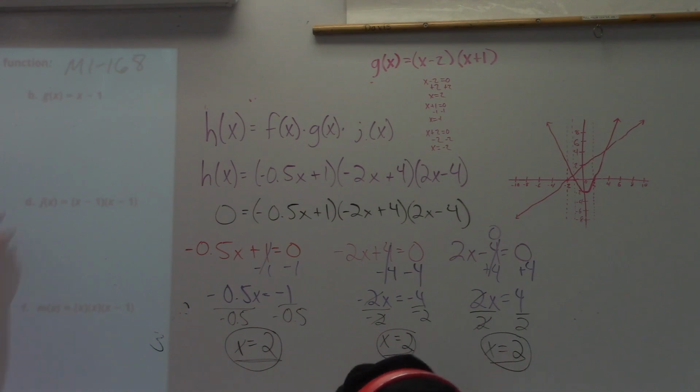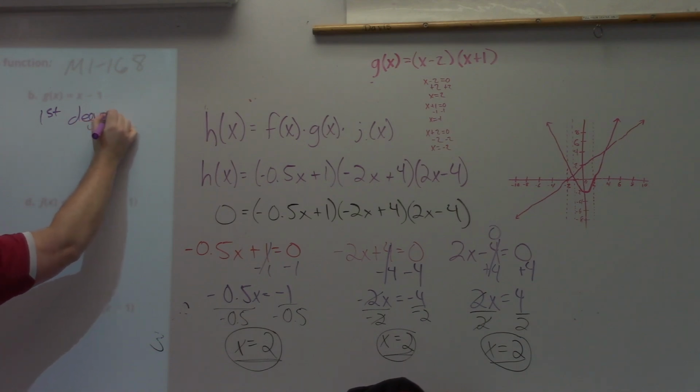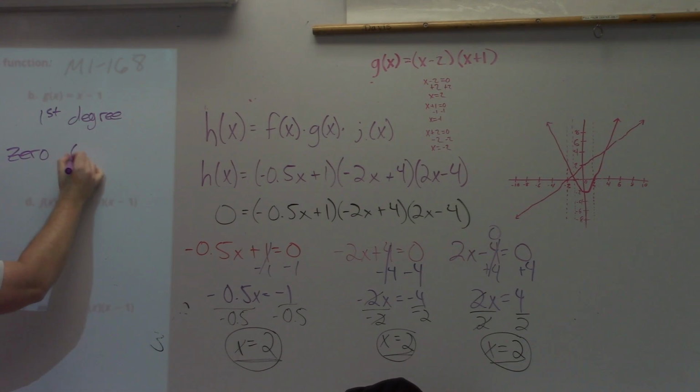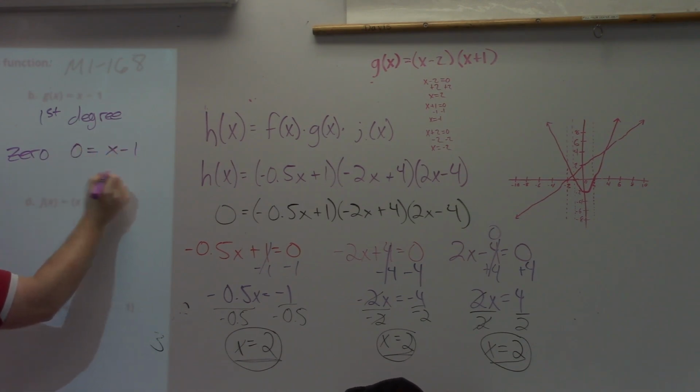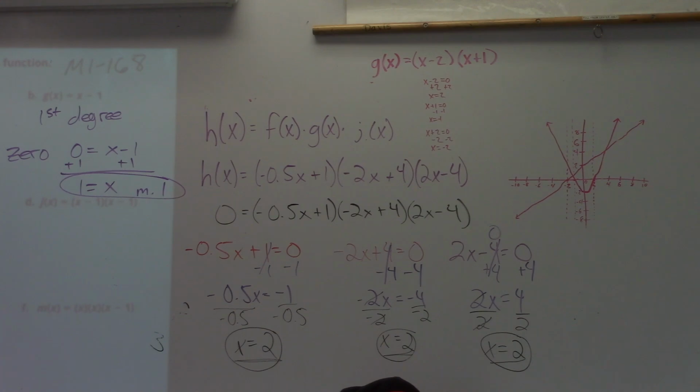With g of x, what degree is g of x? 1. So first degree. And then how would I find what my zeros are? 0 equals x minus 1. So 0 is equal to x minus 1, and you do plus 1 to each side, and then x equals 1. So x equals 1 with what multiplicity? 1. Okay.